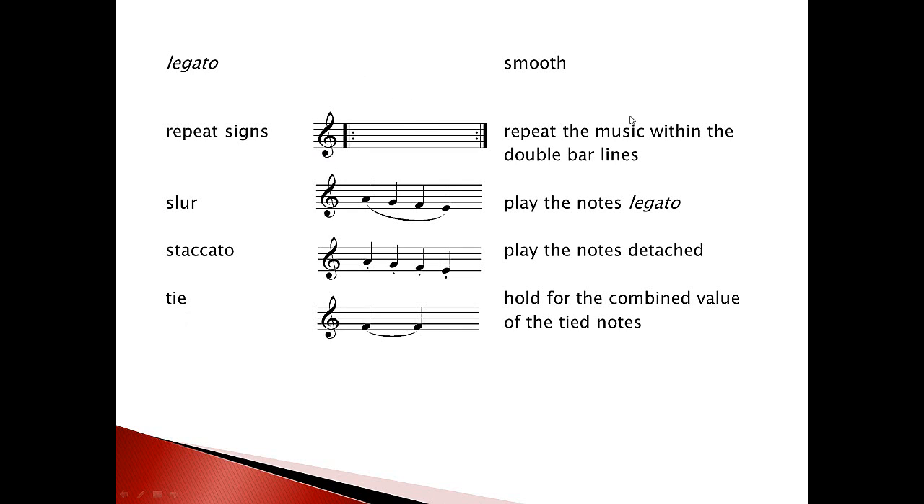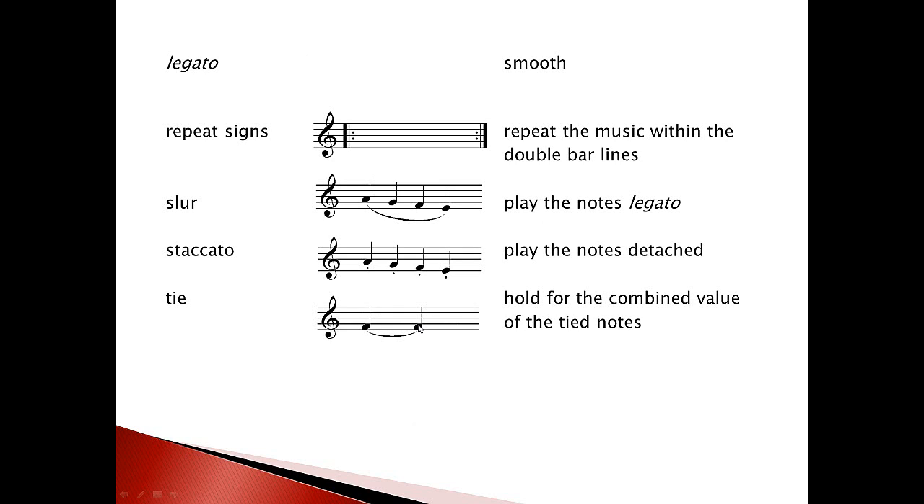Repeat signs repeat the music within the double bar lines with the 2 dots. Everything in here gets repeated when you have the double bar lines with 2 dots. And we have a slur. A slur means to play the notes legato. And then a tie. A tie means to hold the notes for the value of both combined.